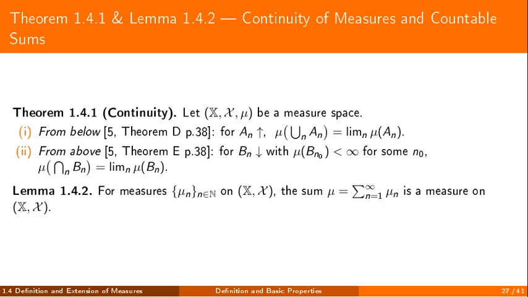Measures behave continuously along monotone sequences of sets. For an increasing sequence, the measure of the union is the limit of the measures, with no restriction at all. For a decreasing sequence, the same holds, but only under one hypothesis. At least one of the sets must have finite measure. That finiteness condition is no technicality, and the next slide shows exactly why it cannot be dropped. The lemma adds that measures can be summed. A countable sum of measures is again a measure.